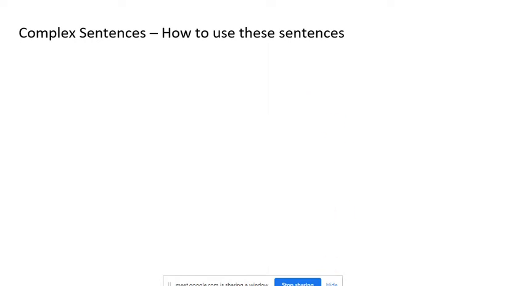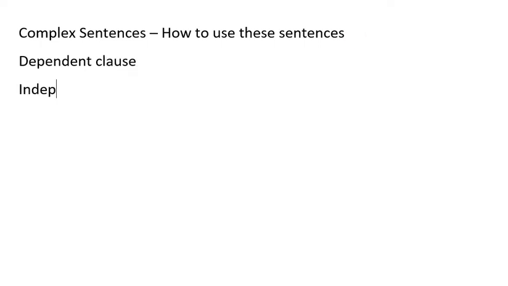Okay, before complex sentences we have to learn two things. One is dependent clause and second is independent clause. A clause is a group of words which has a subject, verb and object and has a meaning. Okay, so let's look at an example.